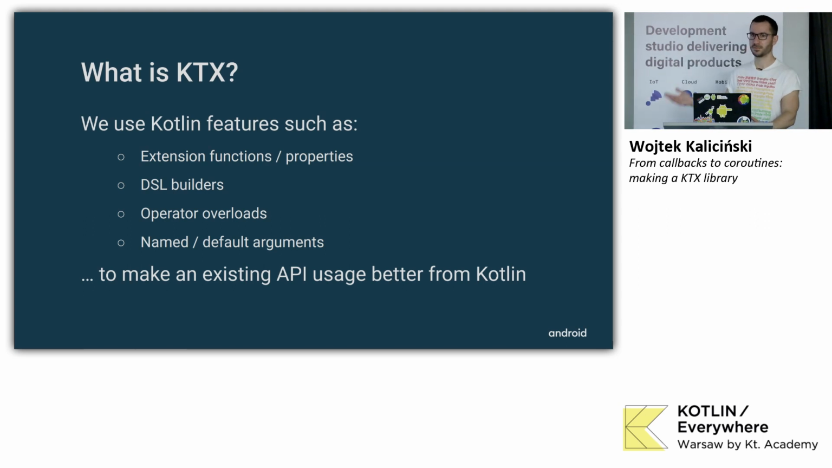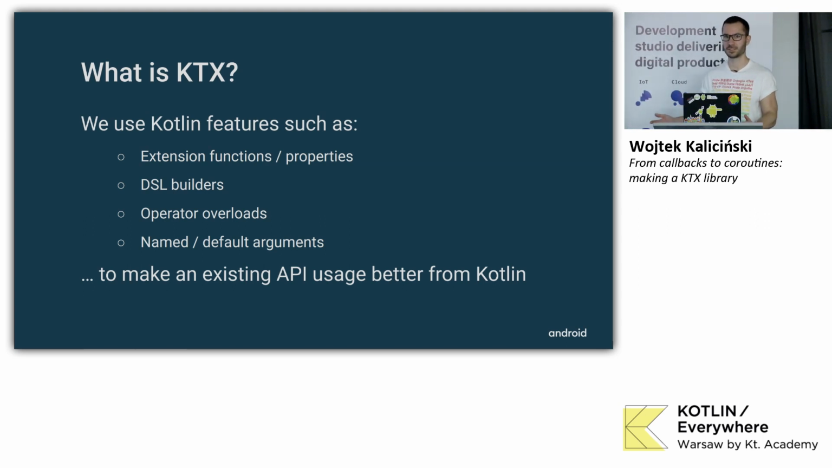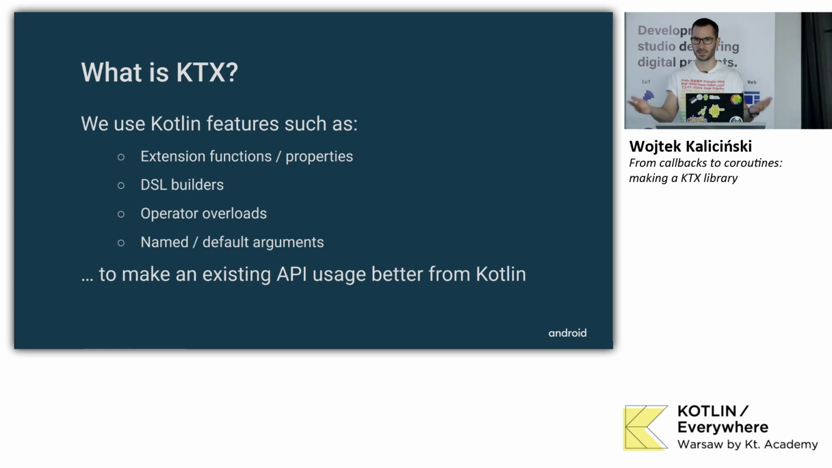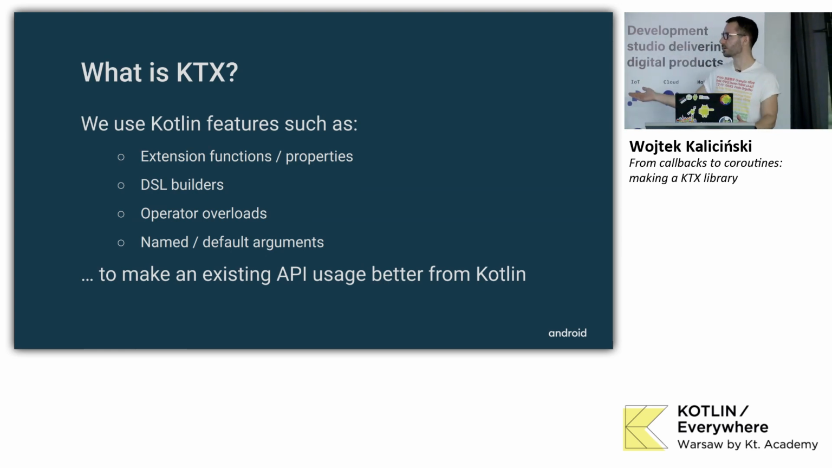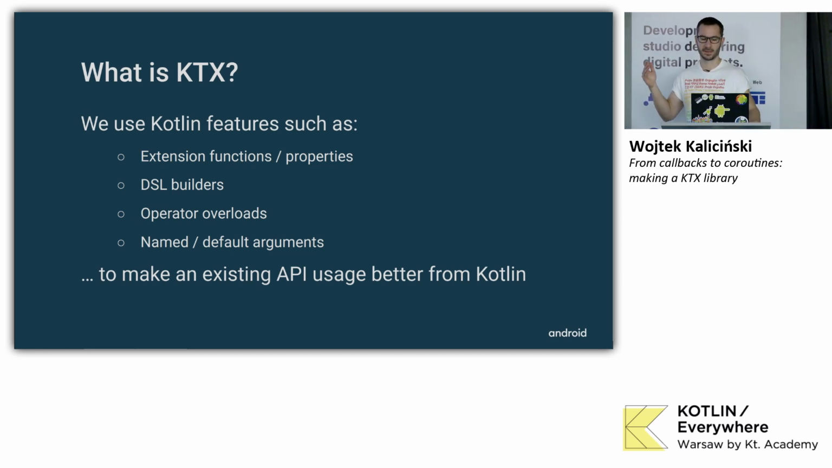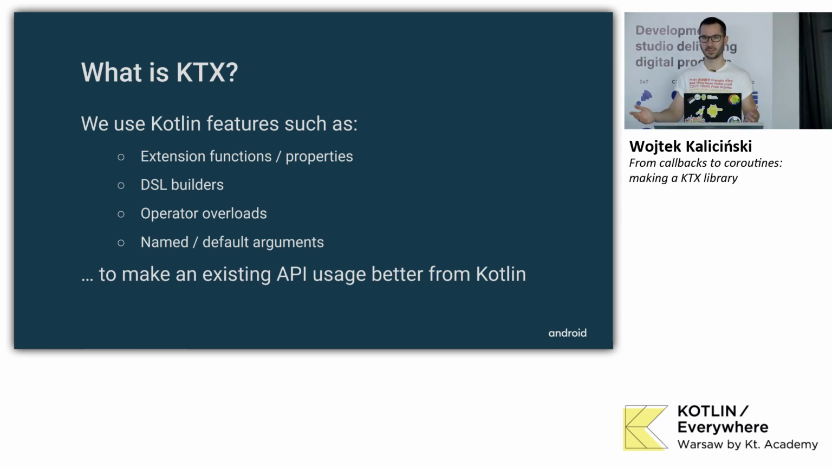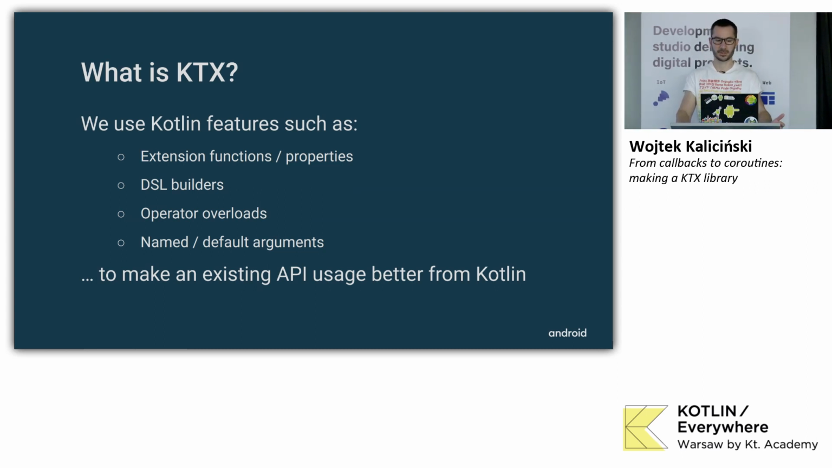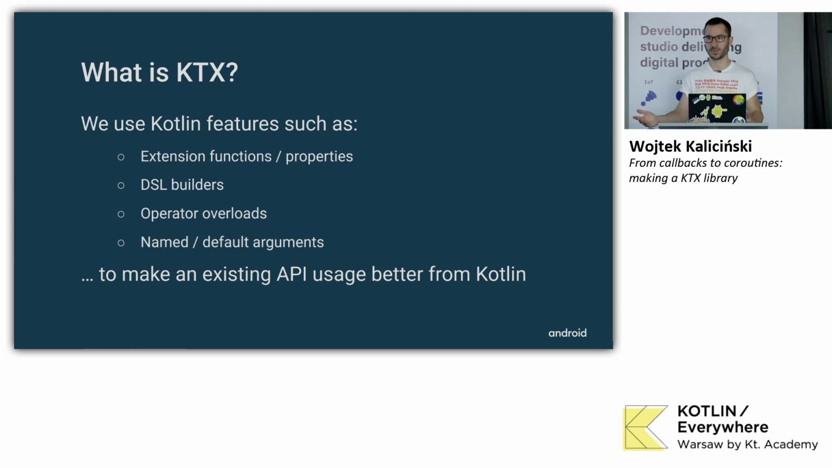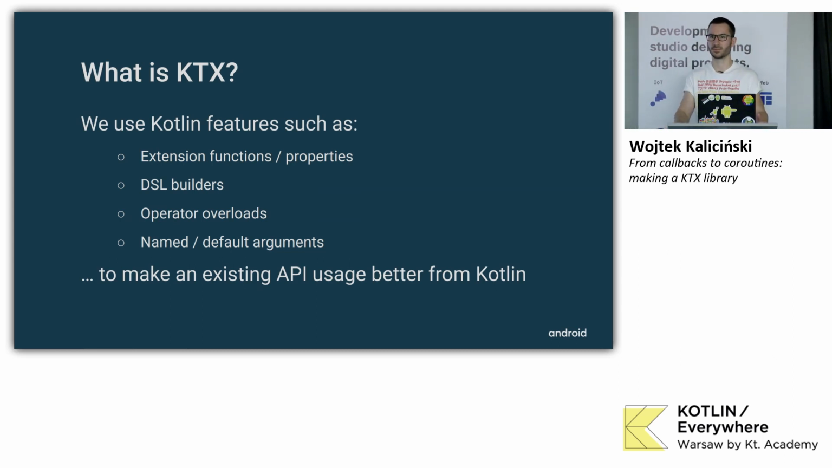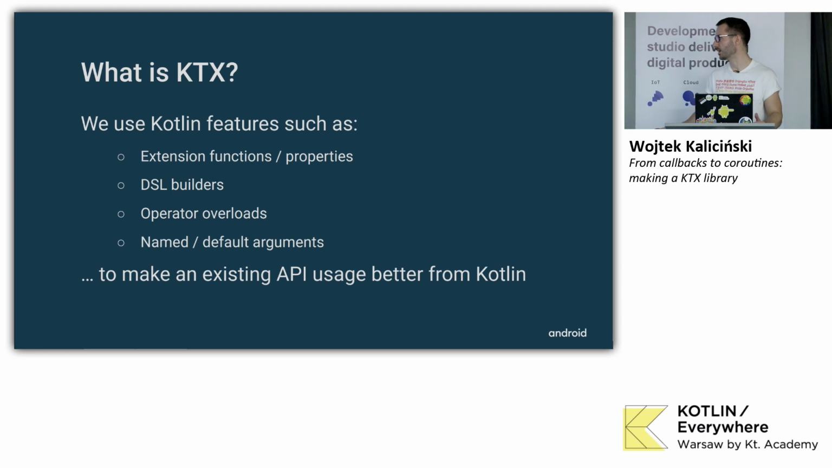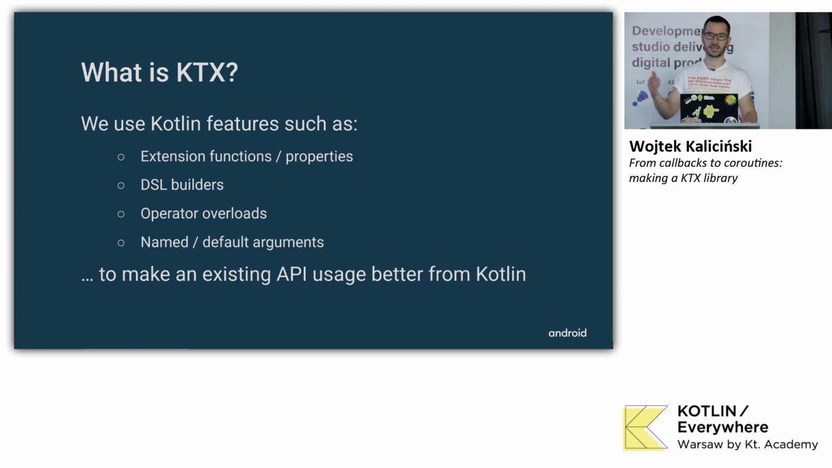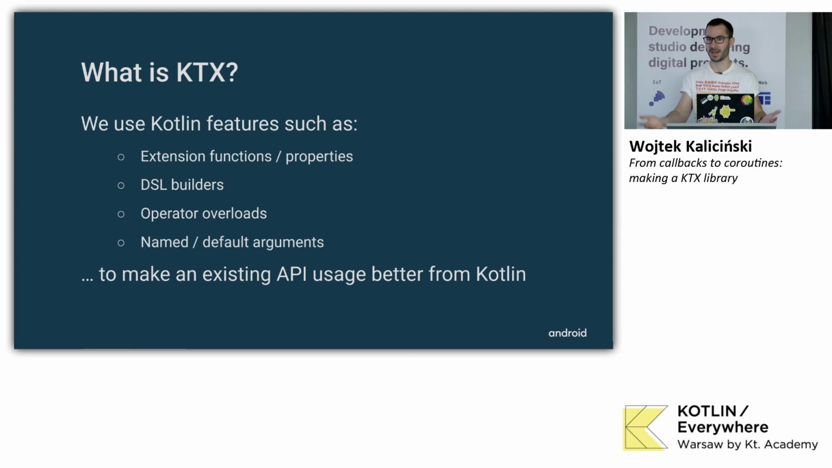But it does use Kotlin features, and these are just normal language features that probably make Kotlin the language that we like. We like Kotlin for many things, some of them being the ability to define extension functions and extension properties. You can build DSL builders for type-safe building of your objects. We can do operator overloading. We can use named and default arguments. Most of these things are not possible in the Java programming language syntax, but we can do them in Kotlin. And they just make our APIs a lot nicer to work with.